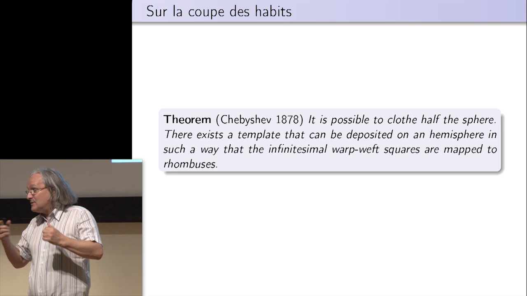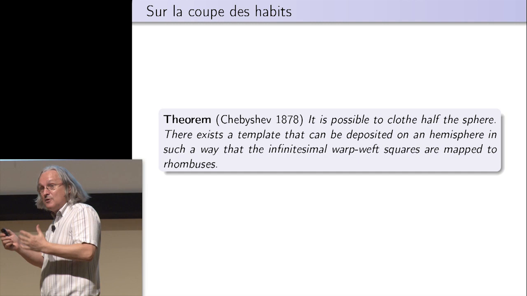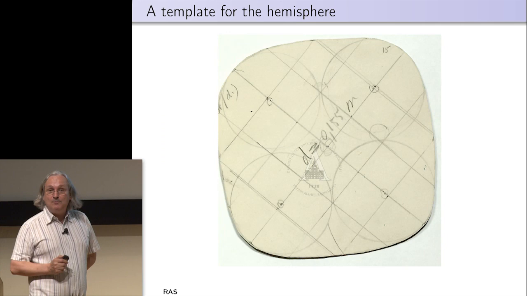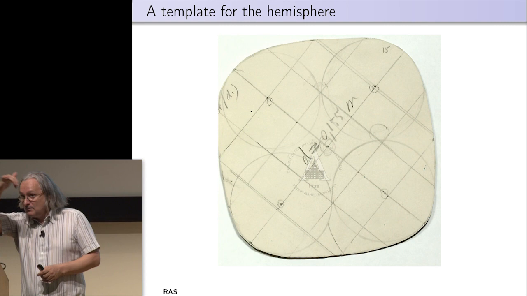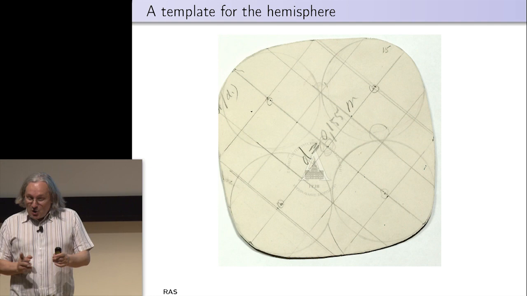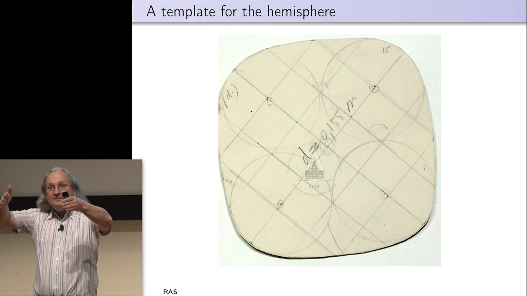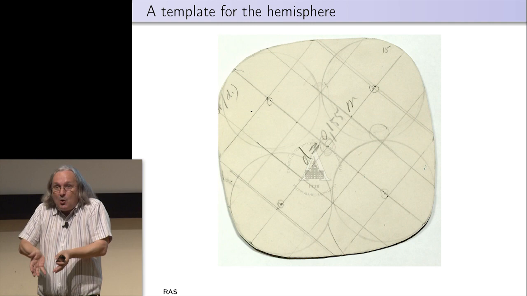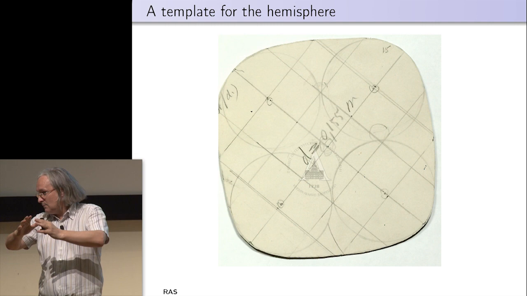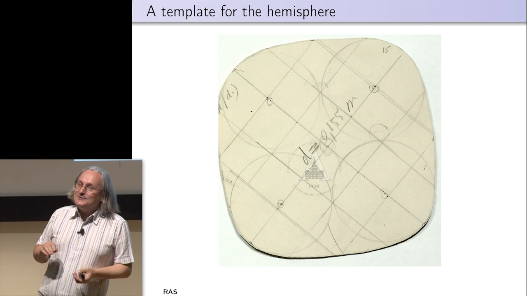Not only is it a theorem, but Chebyshev wanted to make it concrete. And in the same box in the Academy of Sciences in St. Petersburg, you find the template. So this is the template that Chebyshev cut in cardboard. So the theorem is this: you take this shape, you cut a piece of cloth with this shape, you deposit it on the top of a sphere, and the boundary will go to the equator, and the thing will deposit on the sphere with no wrinkle. This is the theorem of Chebyshev. Well, I wouldn't say theorem because, again, I think most proofs are incorrect, but you can make it correct.